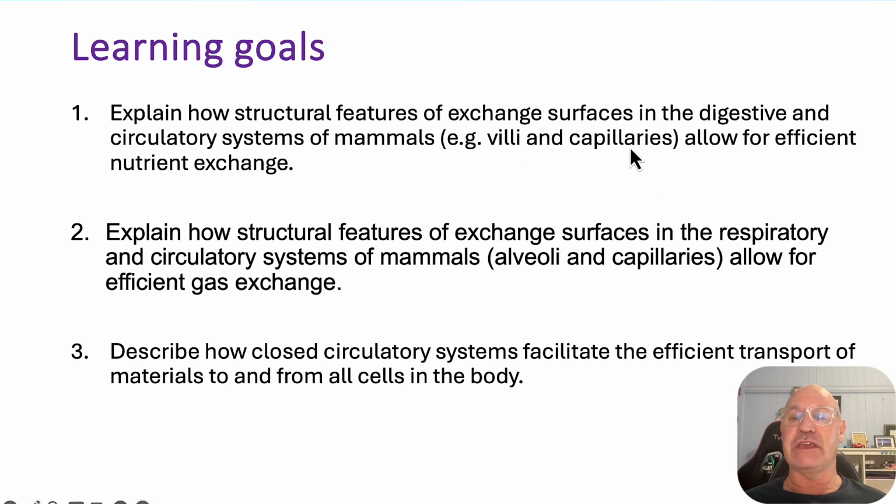So we're looking at the digestive and circulatory systems of mammals and how we get nutrient exchange, and also the respiratory and circulatory system of mammals and how we get gas exchange there as well. As well as that, we're going to look at how a closed circulatory system facilitates this efficient transport of material.